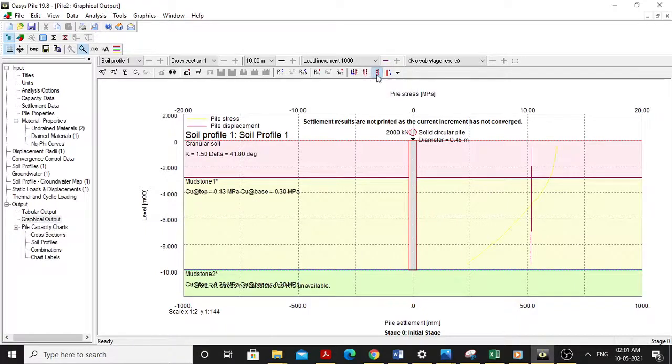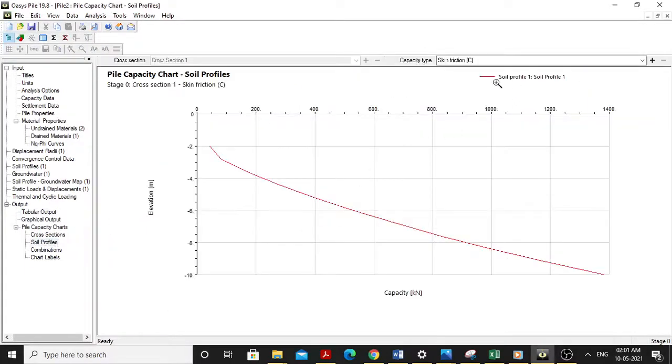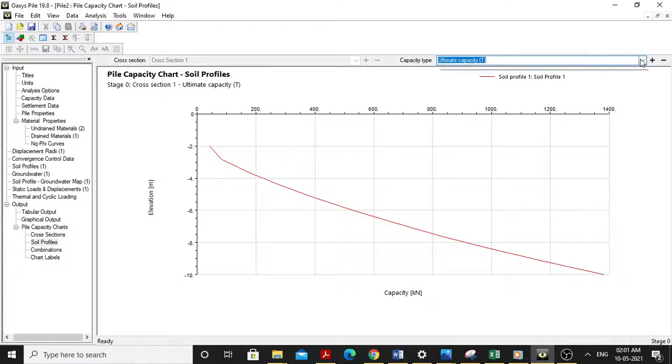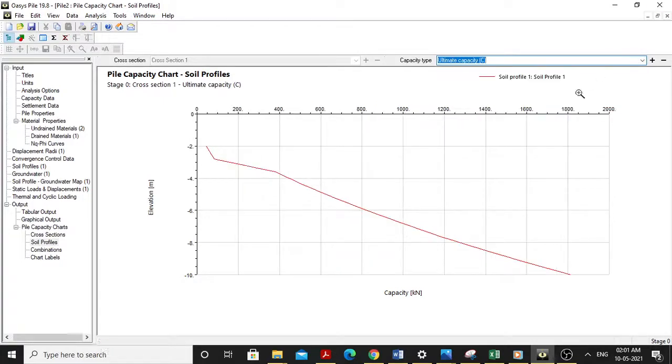This is pile stress, this is the skin friction, this is the limiting side friction. I will show you in a different way. First of all, I can show you this way. This is the way that I have added in the report. You can also just add it here, there's no issue. You can also correlate the capacity from this.